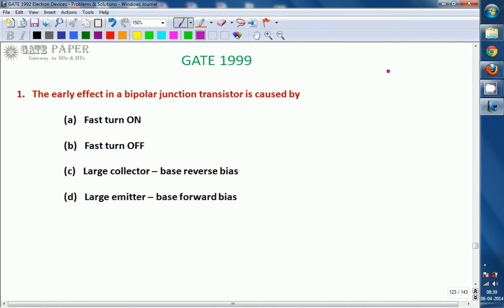We are discussing the GATE 1999 ECE paper. This question is related to electronics. The early effect in a BJT is caused by: fast turn on, fast turn off, large collector base reverse bias, or large emitter base forward bias. Early effect in a bipolar junction transistor.